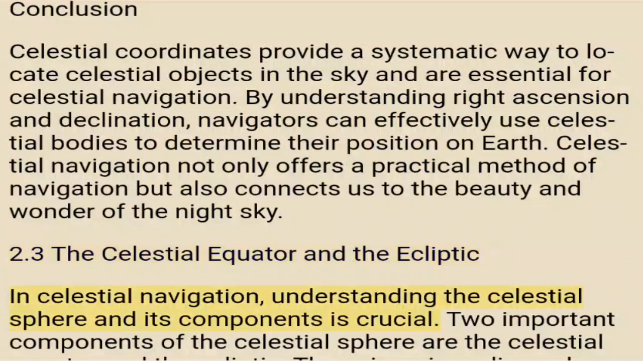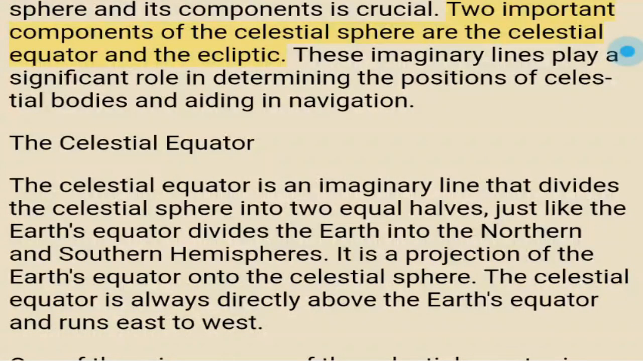2.3 The celestial equator and the ecliptic. In celestial navigation, understanding the celestial sphere and its components is crucial. Two important components of the celestial sphere are the celestial equator and the ecliptic. These imaginary lines play a significant role in determining the positions of celestial bodies and aiding in navigation.